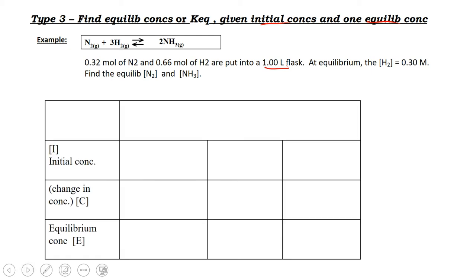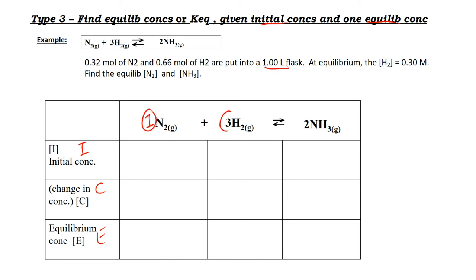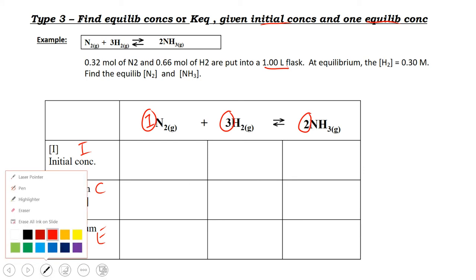So start off with your table. Label it: initial concentration, change in concentration, equilibrium concentration. Fill in your reaction along the top. Make sure you fill in the balanced reaction. Now notice the ratio here is 1 to 3 to 2. So those coefficients will be really important at some point. Okay, so now we just fill in whatever we can. Let's look at the question at the top. Let's look at what they told us.